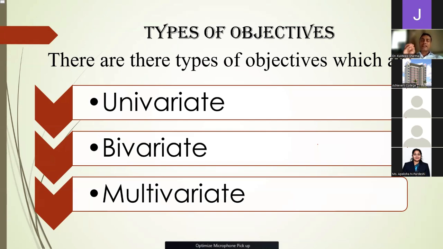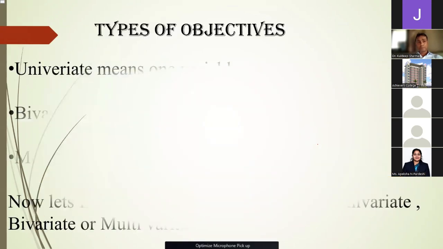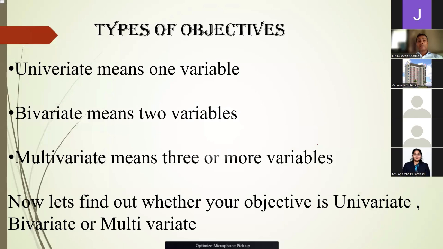The difference is very slight. In univariate, we have uni. Uni means one variable. In the second, bivariate, we have bi. Bi means two variables. And we use a third term, multivariate, where we have three variables taken for study. Let's see in detail. As I've already said, univariate means one, bivariate means two, and multivariate means three or more than three variables.